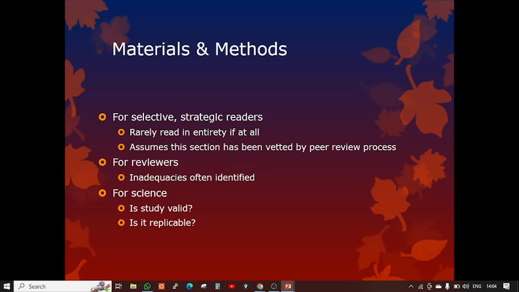So we do not need to focus very much on materials and methods, but we have to write in our own new way so that this can also be very good after reading the materials and methods. For reviewers, inconsistencies are often identified. Reviewers means whenever you submit your research paper to a journal and it is under review, they are going to read these sections, not the common audience. Clear? For science, whether this study is valid and replicable or not, these are the things you have to write here.